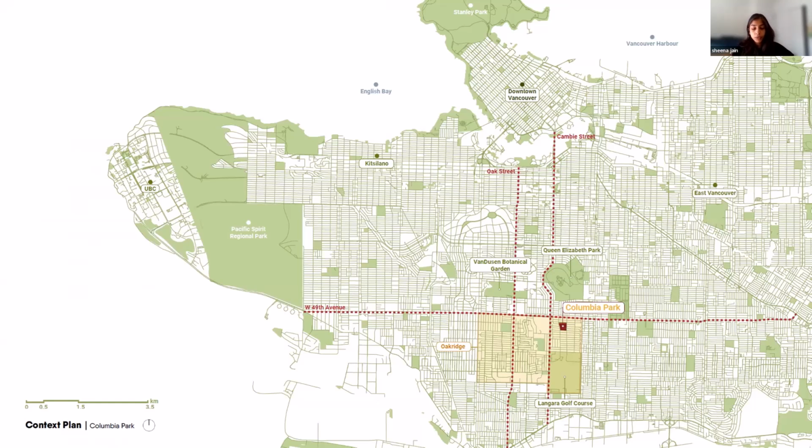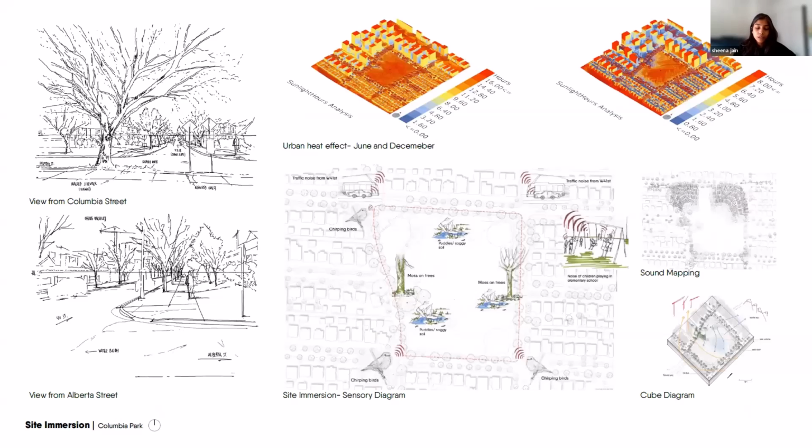The site is located in the neighborhood of Oak Ridge between Queen Elizabeth Park, the Langara Golf Course, as well as near the Van Dusen Botanical Garden, as Stephanie already introduced. Throughout our site immersion process, we analyzed the existing and future climatic conditions of the site. We looked at the possible heat effect at different areas of the site with the new development upcoming, which informed us that the site was overly exposed to sun, with the south edge being the most heated. We also looked at the existing edge conditions as well as noise levels around the site, along with other multi-sensorial experiences based on the current neighborhood.